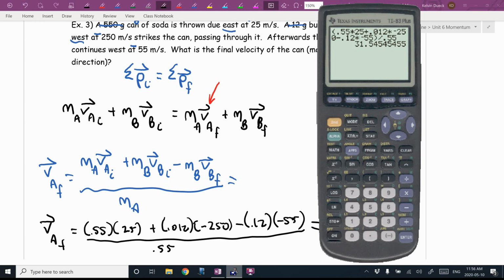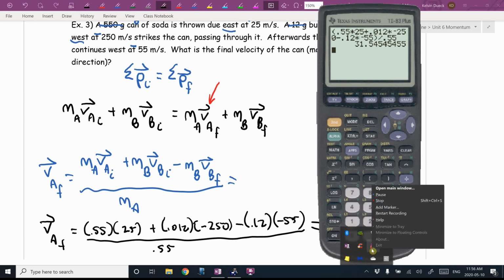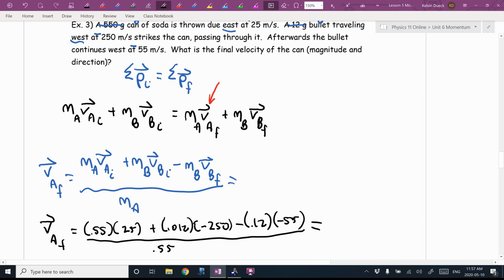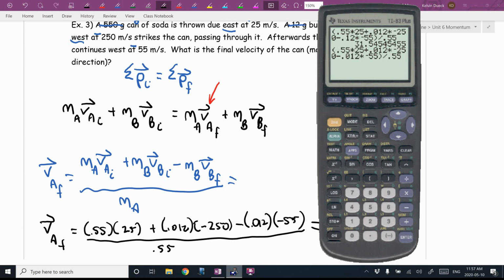Did I make a silly typo here? Sorry, I'm looking at this answer, and I'm wondering why the soda can has somehow sped up. It shouldn't speed up. I think I've made a typo. Let me pause and figure this out. I see the typo. You were probably all screaming at me. I typed a mass wrong. Right here, it's 0.012. Ha, 0.012. I did make a typo. Oh, and I even wrote it wrong. Jeez, Dueck. 0.012. Well, that'll do it.